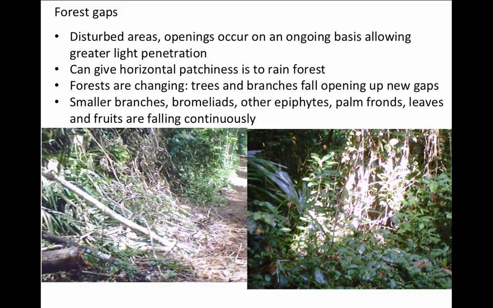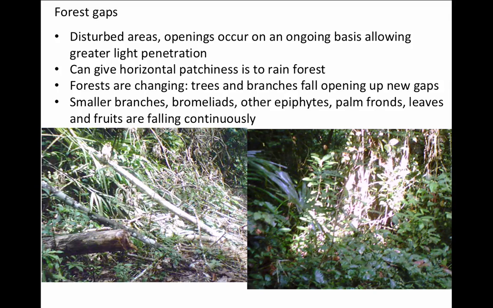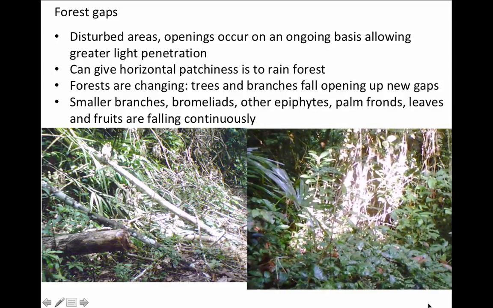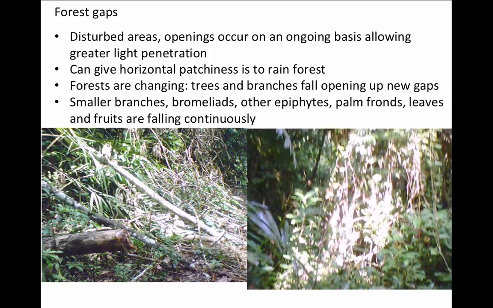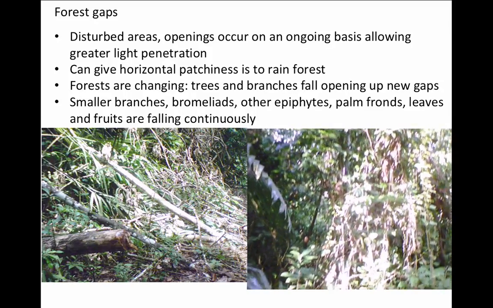So it looks like they had to cut it to be able to allow people to pass on this trail. So the rainforest is a very dynamic system. Constantly branches are falling, trees are falling, bromeliads, other epiphytes, palm fronds, leaves, fruits, and occasionally rather large openings can happen because of a tree fall, which could knock down other trees or vegetation with it, leaving a light gap. This is an example of a light gap.